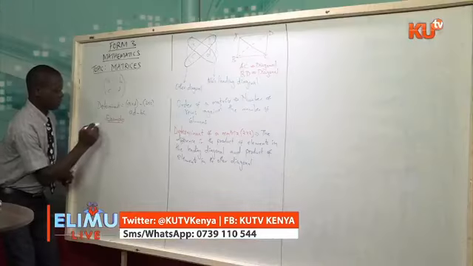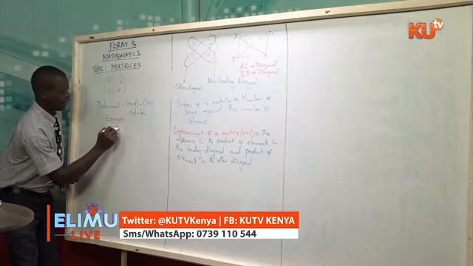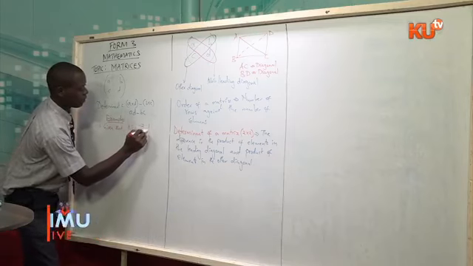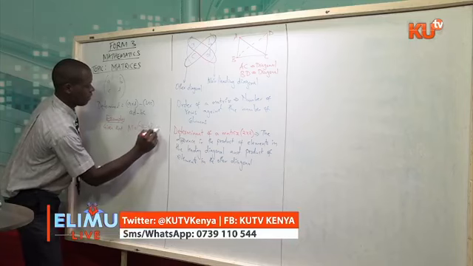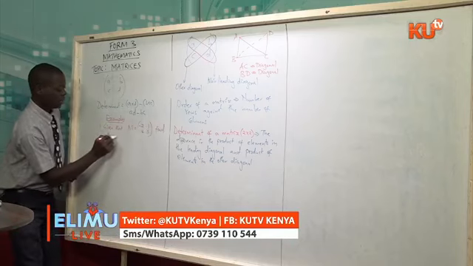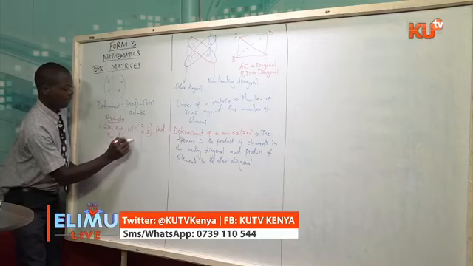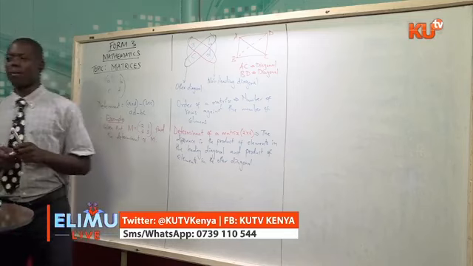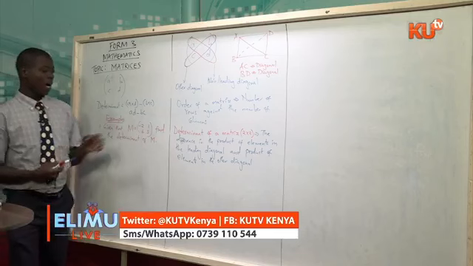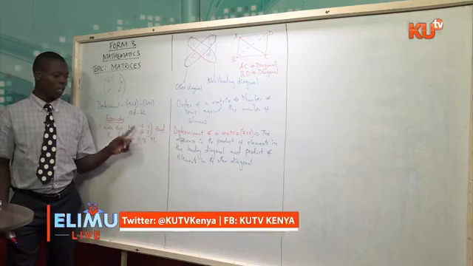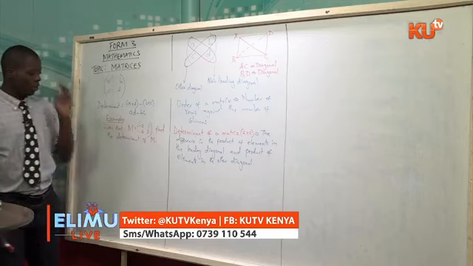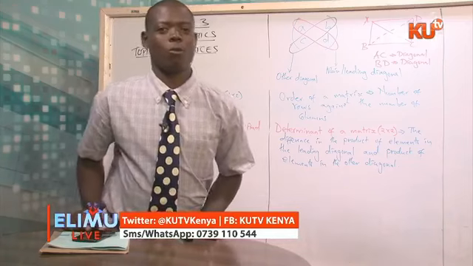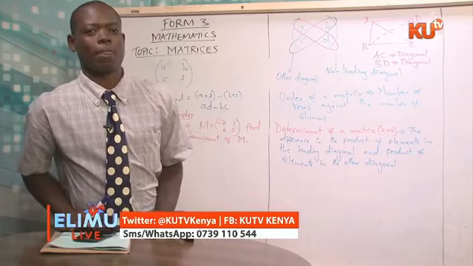We are told, number 1, given that M is negative 2, 1, 6, 5, find the determinant of M. Our matrix M has the elements negative 2, 1, 6, and 5, and we are required to find the determinant of M. From the explanation, students, how will we work it out?